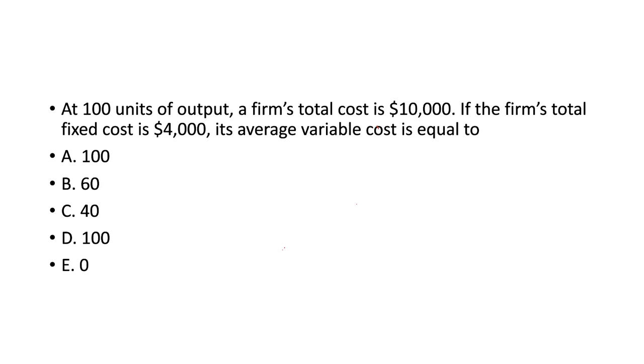If the firm's total cost is 10,000 and its fixed cost is 4,000, its variable cost will be 6,000, right? Because total cost equals fixed cost plus variable cost. All right, so I got 6,000. There were 100 units. If I divide it by 100, the average variable cost is 60. Any questions on that?